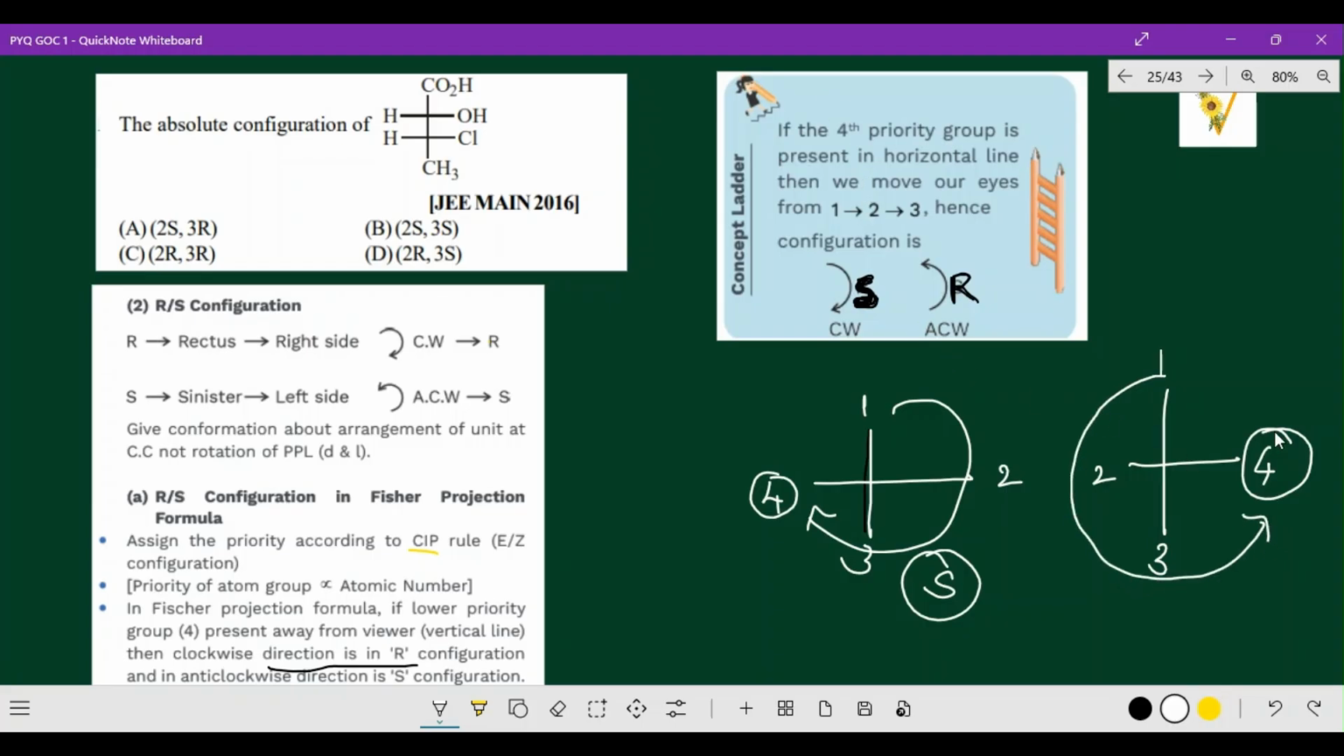Here also the fourth priority group is present on the horizontal line. We move our eyes from 1 to 2, 2 to 3, hence the configuration is anti-clockwise. Anti-clockwise means it is R configuration. So we have to identify it in a clear way, that is the RS configuration.